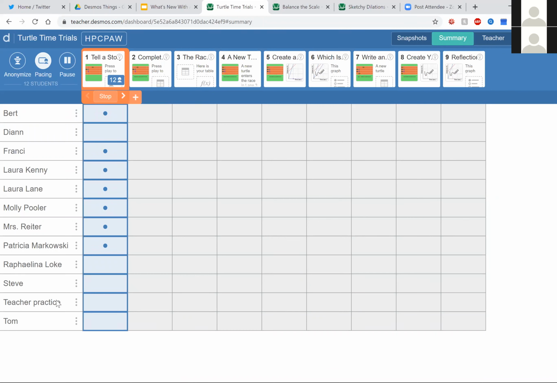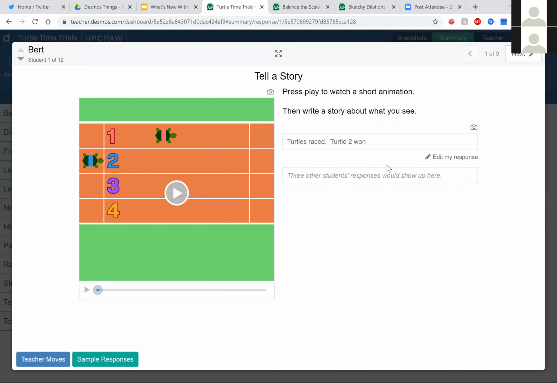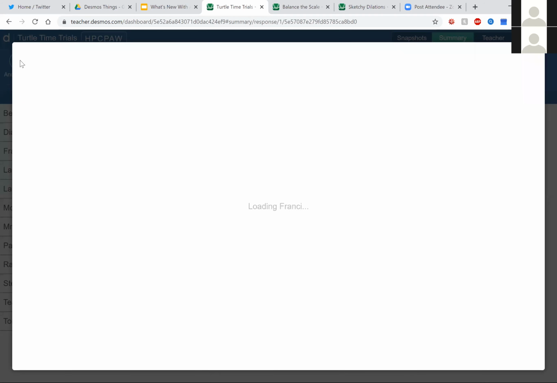Oh, I love that. Yeah, if you want to open up another browser and try to break it, that's great too. But as a teacher, I noticed Bert has already answered here. I can click this button and see what Bert answered. Turtles raced, turtle 2-1. And I can cycle through all the students and see Diane didn't tell a story yet, so we're waiting on Diane, and that's okay.